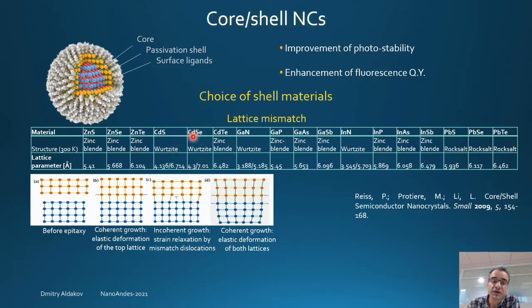For example, cadmium selenide has a wurtzite structure, and one of the parameters is 4.3. And it's better to take a shell material which is close to this lattice parameter. For example, zinc sulfide is pretty good. However, if you want to take, let's say, indium phosphide, and cover it with, let's say, cadmium telluride, it will not be very compatible.